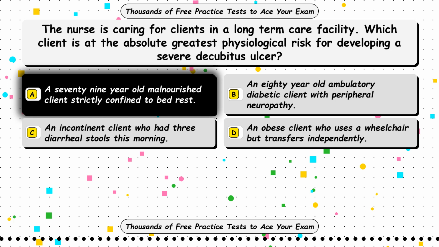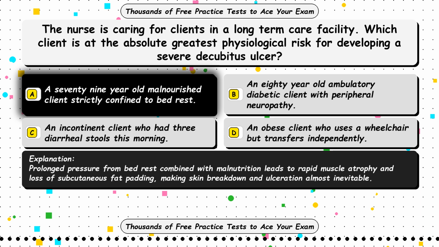The correct answer is option A. A 79-year-old malnourished client strictly confined to bed rest. Prolonged pressure from bed rest combined with malnutrition leads to rapid muscle atrophy and loss of subcutaneous fat padding, making skin breakdown and ulceration almost inevitable.